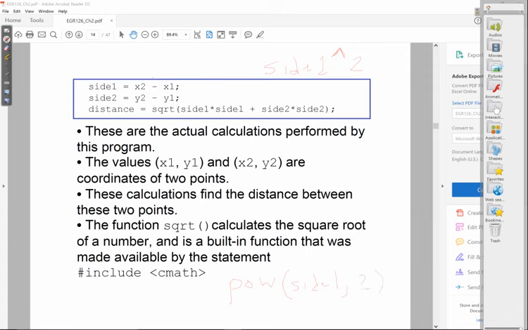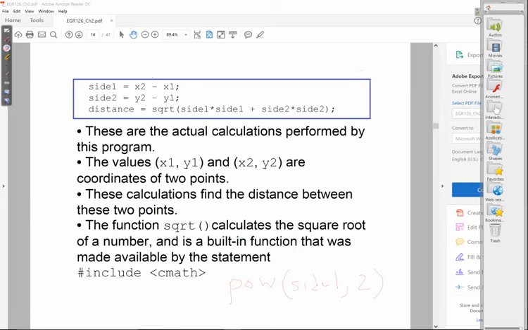Okay? And the nice thing about this command is for your power, it doesn't have to be a whole number. Okay? It could be a fraction. It could be like 0.1 or 0.2. And it could be negative. Okay, so that's a very nice function to have available. Okay, so that's how we're going to calculate that.